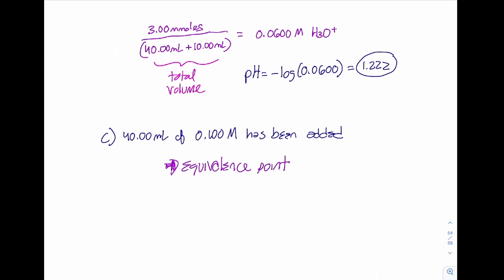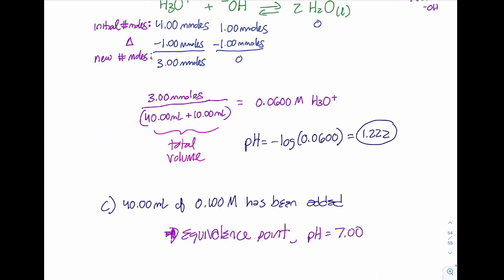So if your concentration of strong acid is equal to your concentration of strong base, and you've added the same volume, so your moles of acid are equal to your moles of base, what is your pH at the equivalence point if they're both strong? Yeah, it's going to be 7. And you could just write that. You don't even have to do any math here. If you recognize this is the equivalence point, my pH is going to be 7.00.